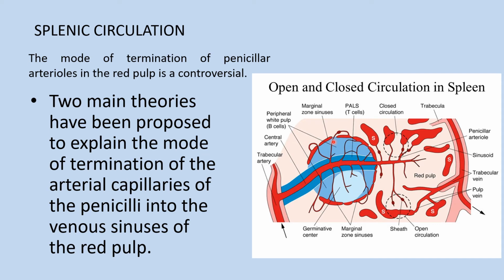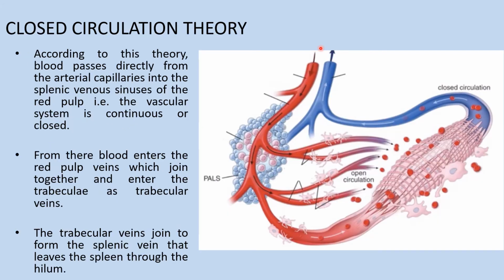The mode of termination of the penicillar arterioles in the red pulp is controversial. Two theories have been proposed to explain the mode of termination of the arterial capillaries into the venous sinus of the red pulp, and they are the open and the closed circulation in the spleen. Let us talk about the closed circulation theory.